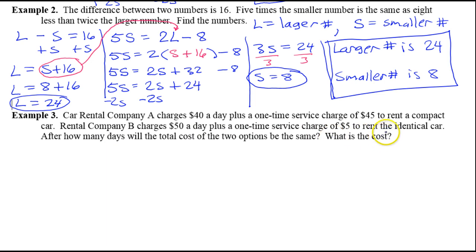What is the cost? Well, the first thing we need to do is define our variables. And you should look at what you are being asked to find. And that will tell you what your variables need to be. So after how many days? Okay, and what is the cost? These are the things we are being asked to find, so they will be the variables. So let's let D be the number of days. Okay, let's let D equal the number of days rented. Okay, and let's let C equal the cost.